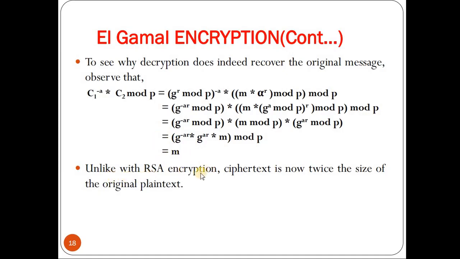So unlike with RSA encryption, the ciphertext is now twice the size of the original text. That is because you can see there is m multiplied by something, so it doubles the size of the message in the ciphertext.